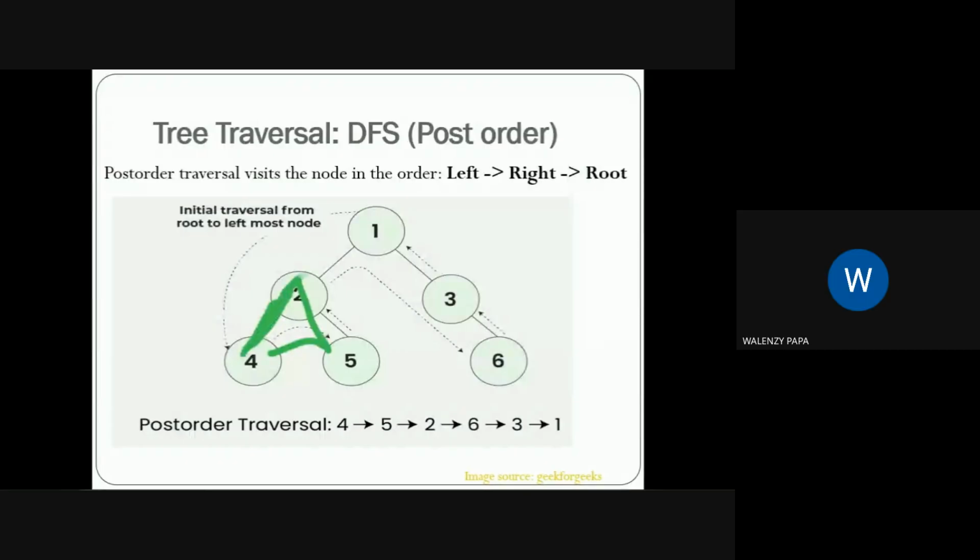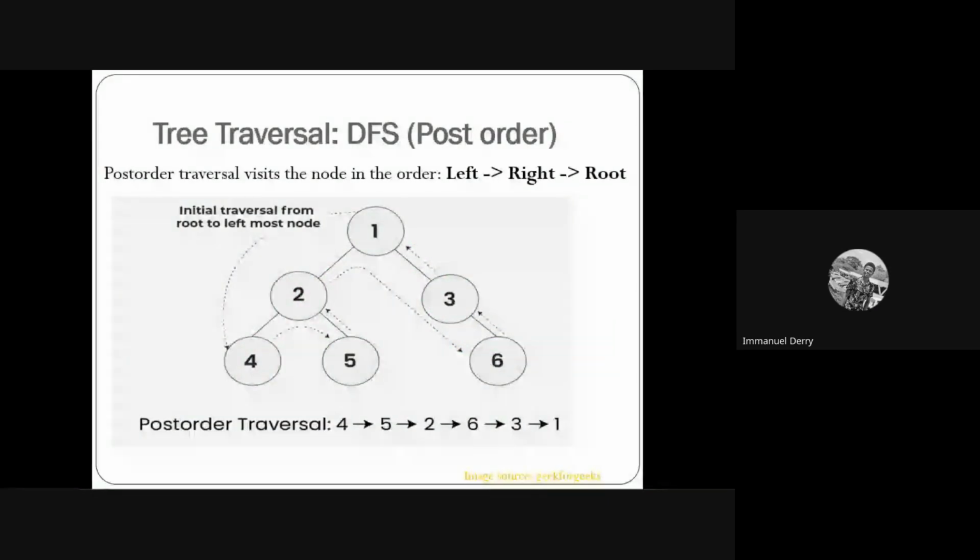Then from there, you are supposed to go to left, but we have left already. So we have to move to right, the rightmost, and that is 6. And then from right, you are supposed to go to root. So the root of 6 is 3. Then from the root, you go to the left, which is 1. There's no left, so you just have to move to the root. So this is how it basically works.